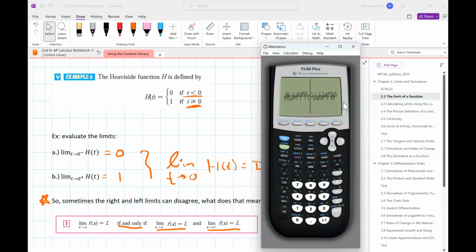Is that? Yeah, that makes sense. Okay. I just didn't know how to develop.